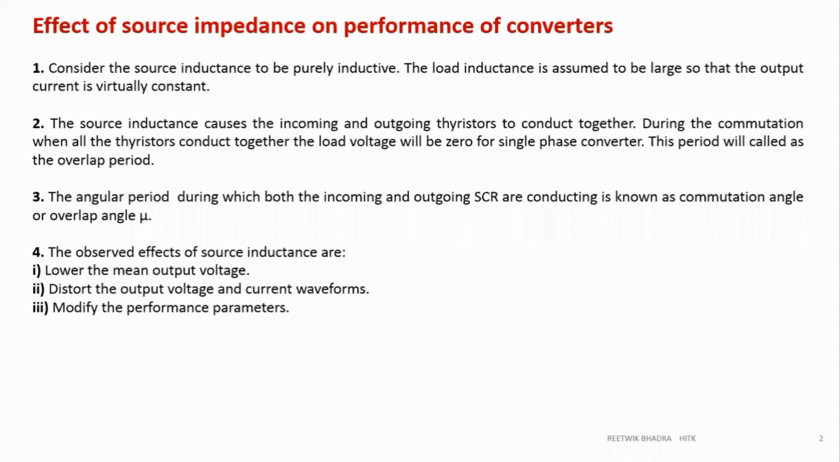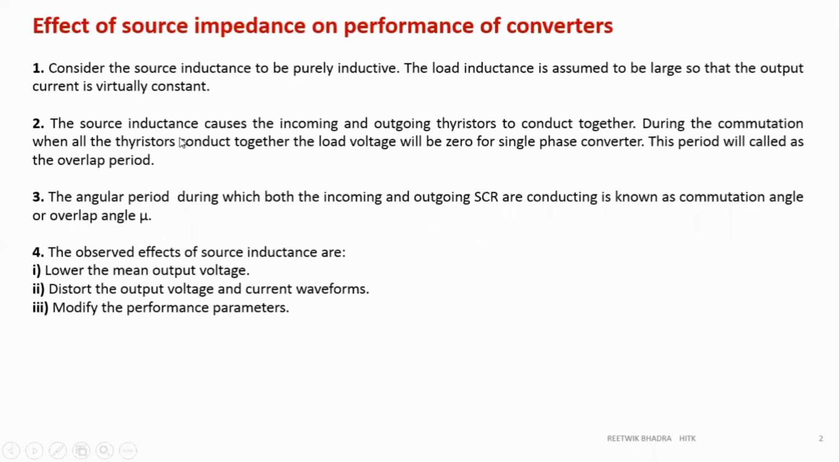So over here, I have given you a brief introduction about what we are going to take: the source is taken to have a purely inductive element in it. So the source inductance is purely inductive and the load inductance is assumed to be large so that the output is constant. So you know how your output will look. It will be a straight line. I naught will be a DC straight line.